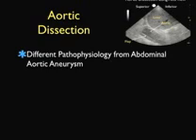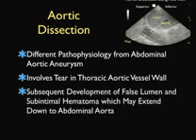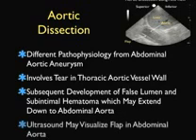Aortic dissection has a very different pathophysiology from abdominal aortic aneurysm, as a AAA usually involves all layers of the abdominal aorta with a diffuse outpouching due to usually chronic hypertension. Aortic dissection differs from a AAA in that it involves a tear in the thoracic aortic vessel wall, with a subsequent development of a false lumen within the thoracic aorta and a subintimal hematoma which may extend from the thoracic aorta down to the abdominal aorta.